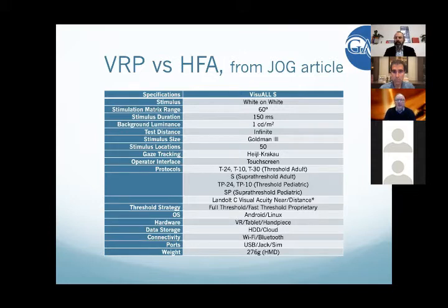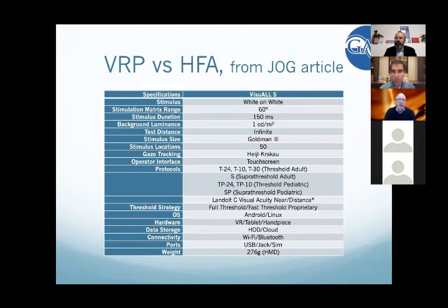The test distance is infinite, which, as Davinder mentioned, means the patient just wears their glasses, which is wonderful. Wonderful technology. You don't have to worry about putting in all the lenses and the cylinders and all that. The stimulus size is Goldmann III, which is pretty standard on all of your static automated perimeters, about 0.43 degrees. You see the stimulus locations around 50.